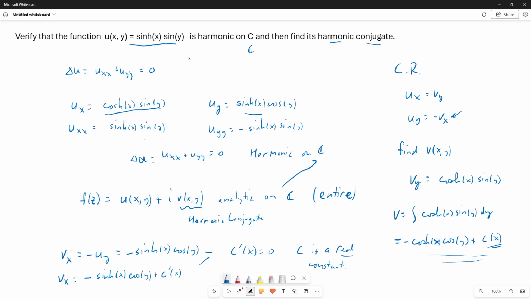So the harmonic conjugate was v of x, y. There's technically infinitely many of them. Adding a constant doesn't change whether a function is harmonic. So v of x, y is negative cosh x cosine y plus a constant.